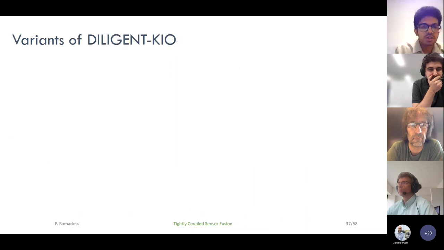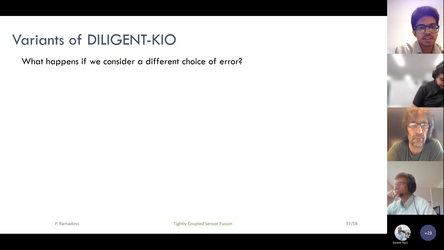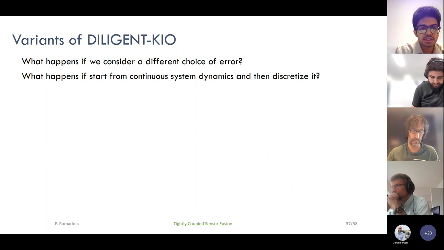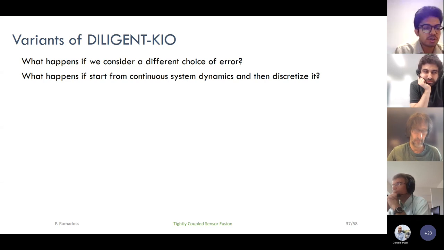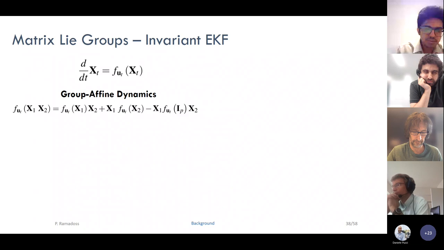So in order to handle the problems related to the linearization points, I asked two questions here. What happens if we consider a different choice of error? And what happens if we start from continuous system dynamics and then discretize it? These questions are asked to move towards the invariant EKF, which shows to have important properties, which I will discuss now. So the invariant EKF starts with continuous system dynamics.